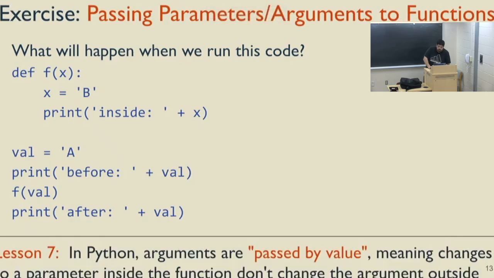So yeah, in Python, arguments are passed by value, meaning changes to a parameter inside the function don't change the argument outside. Okay? They don't change the stuff outside. Unless it is a global, right? If you put global inside. Another way that it could change is if the type is a list. If it's a mutable object, then when you change stuff inside the function, it will change it outside the function. Okay.